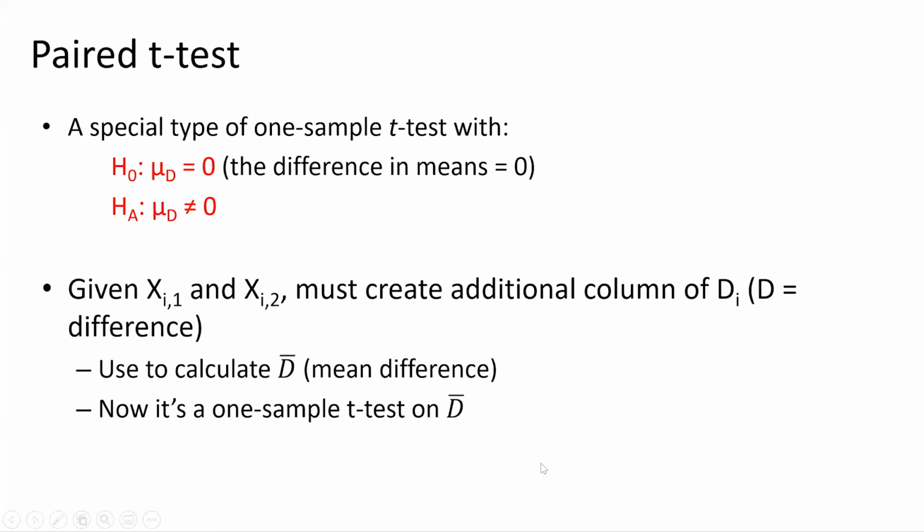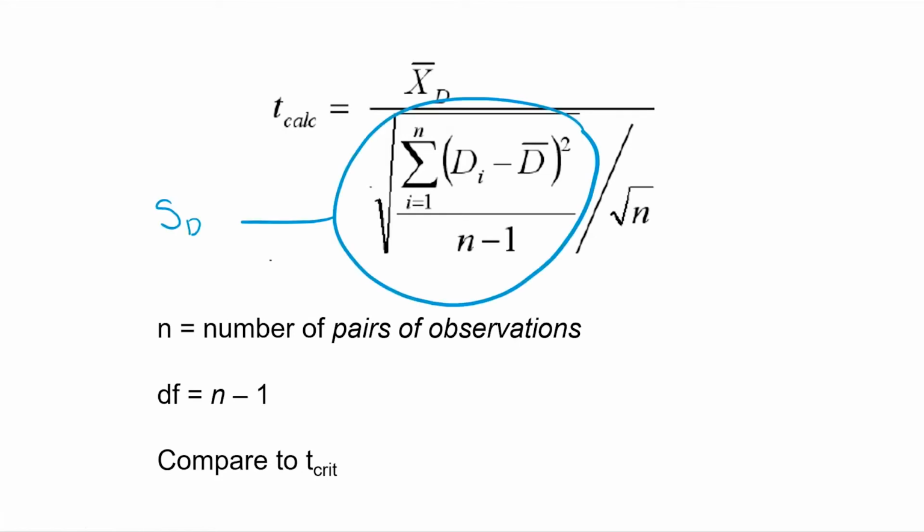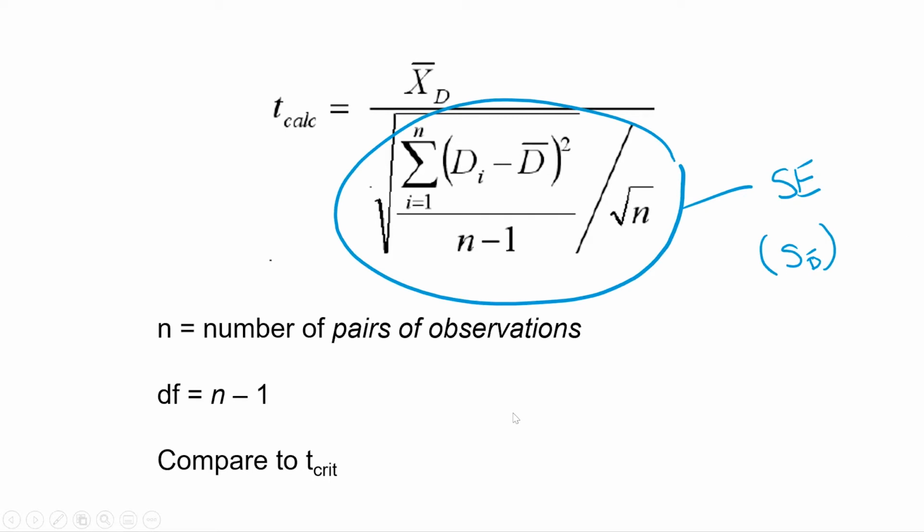So if we were to do this in Excel, we would have to create an additional column of d_i, which is the difference for each pair, and then we calculate a mean difference, which essentially gives us a one sample t-test against our mean difference. This big ugly thing here is just the equation for standard deviation. The whole thing together is just standard error. So our t-calc for a paired t-test is literally just the mean difference divided by our standard error.